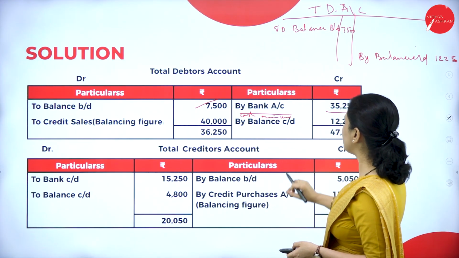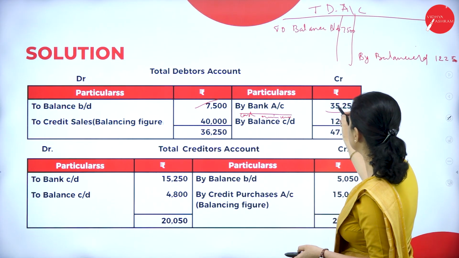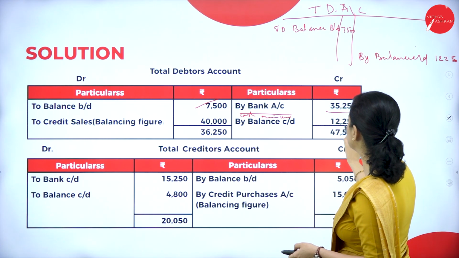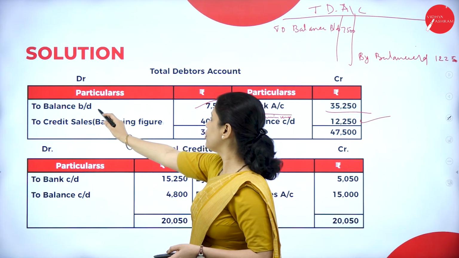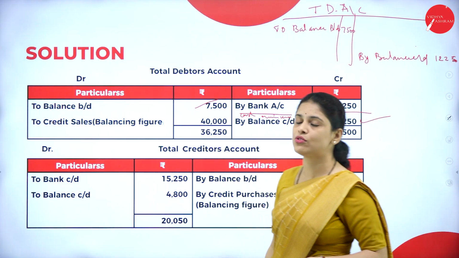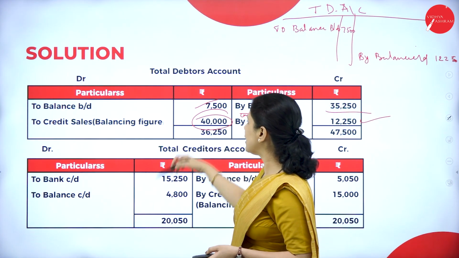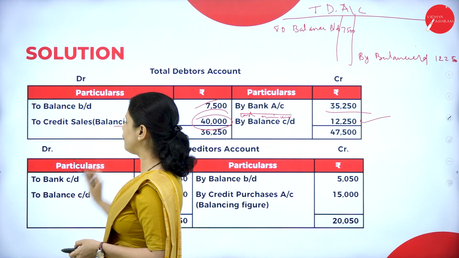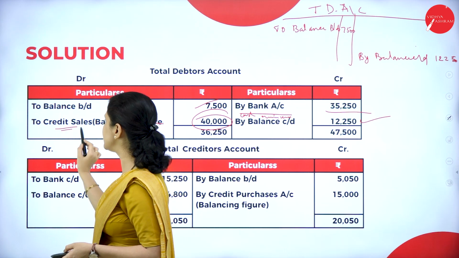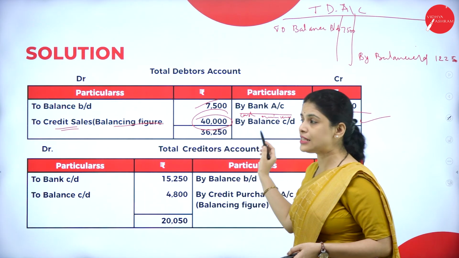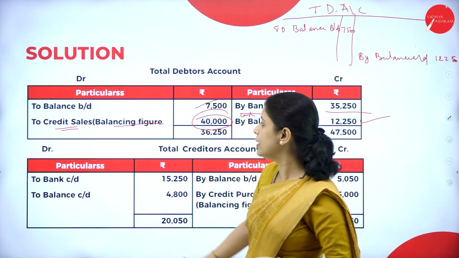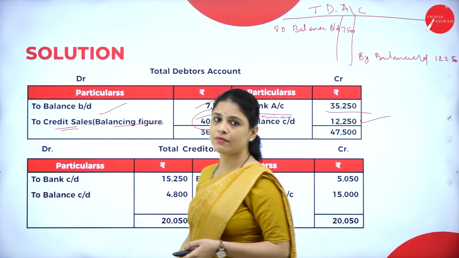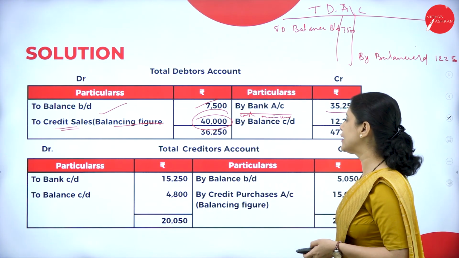So after that what do we have to do? We have to total this. 35,250 plus 12,250, 47,500 will come. Next we have to minus this 7,500. This 40,000 is the balancing figure and that is called credit sale. So that is the difference between the debit side and credit side of the total debtors account. That is credit sale. Okay, now let us do the total creditors account.